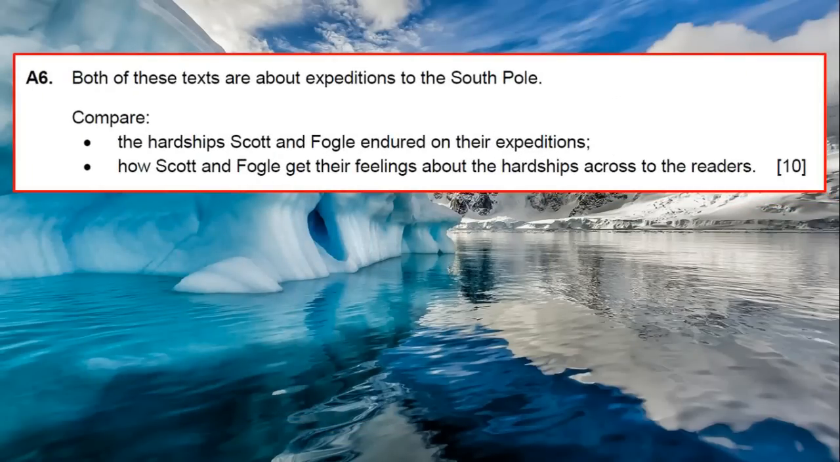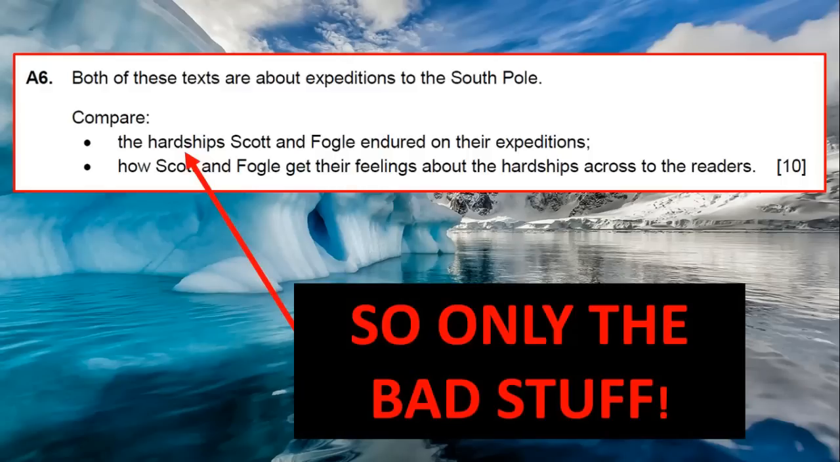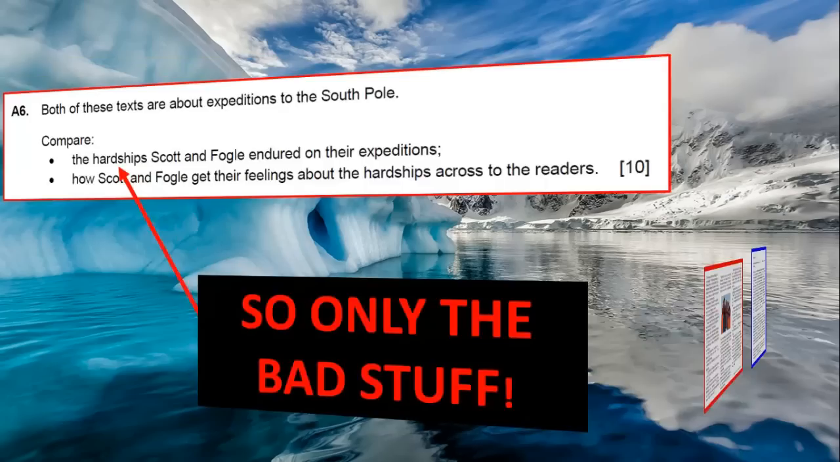So there's the question again then. It's about the South Pole. You need to compare the things they've gone through and then also how Scott and Fogle, who are the writers of the extract, get their feelings across about the hardships. So remember, it is about the hardships, so you don't need to talk about other stuff. So be specific to the question. So we don't need to say that Ben Fogle had a really nice time on the trip, because that's not what the question's about. It's things that they suffered.